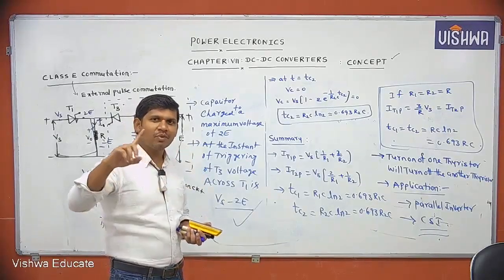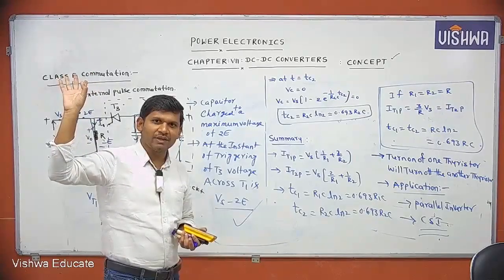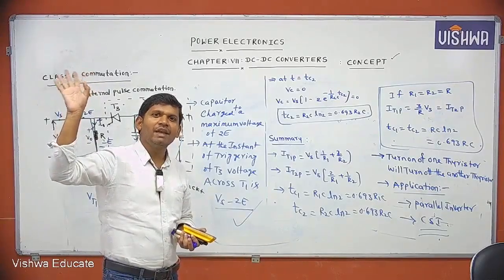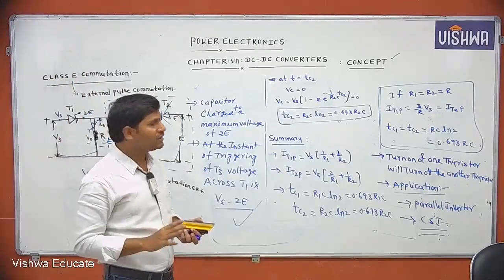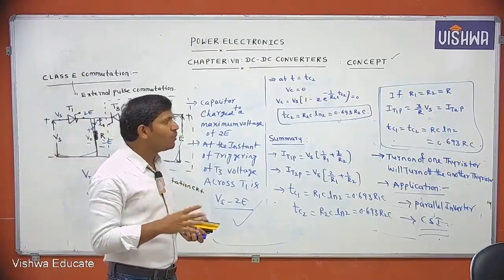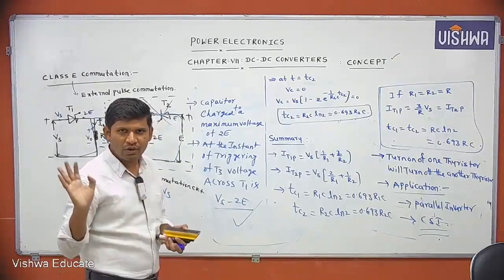What about class F commutation? At the starting only, I discussed it in power semiconductor devices. In commutation methods, I already discussed class F commutation or natural commutation in detail. With this, the types of choppers based on commutation, the forced commutation methods and the load commutation methods are also completed.